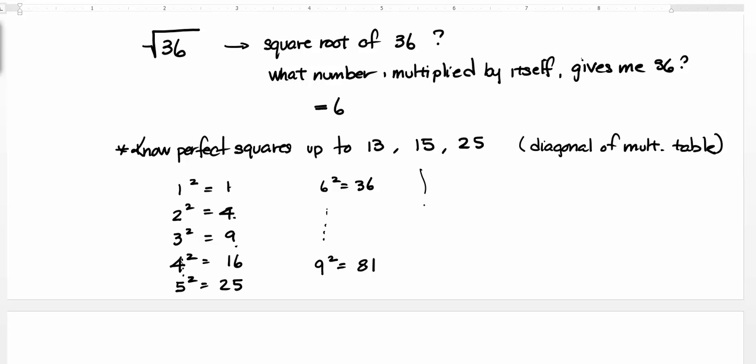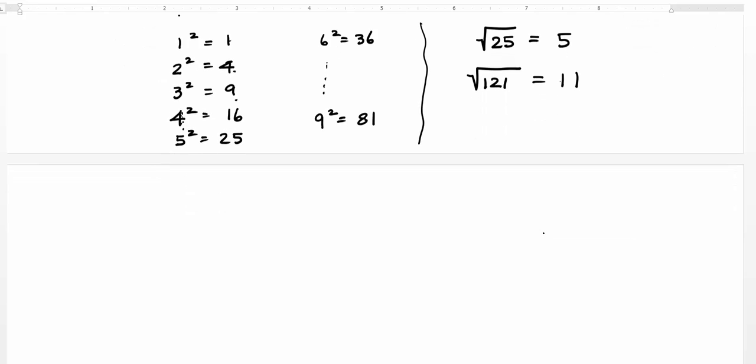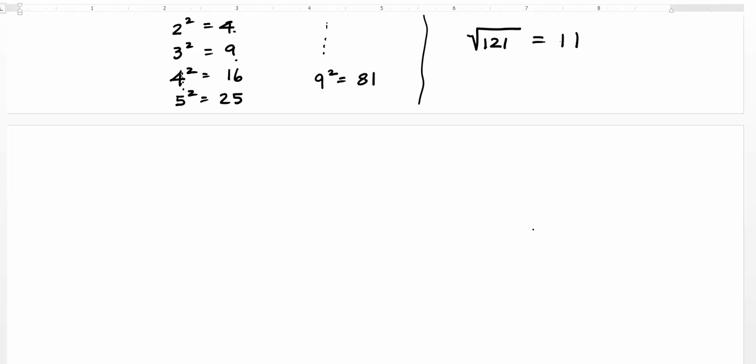Okay. So in contrast, when I take the square root, if I ask you the square root of 25, what number times itself gives me 25? 5. And what number times itself gives me 121? 11. Okay? So you can see how these are just opposite operations of each other. How about this one? What's the square root of 1? 1, right? 1 times itself gives me 1. What's the square root of 0? 0. Right? 0 times itself is still 0.